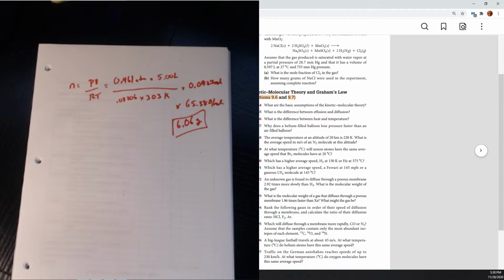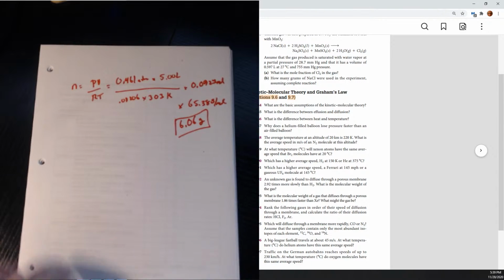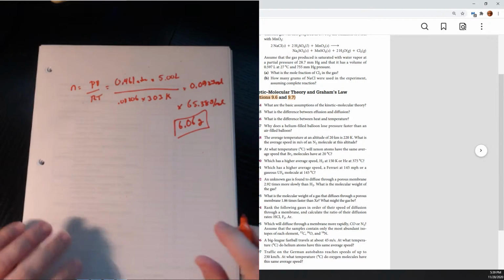A mixture of 14.2 grams of hydrogen and 36.7 grams of argon is placed in a 100-liter container at 290 Kelvin. And then they just ask us to calculate the partial pressure of each. So we just need to find the moles of each and then plug those into 2 separate PV equals nRT equations. That's kind of fatuous. That's not even a partial pressure problem, really.